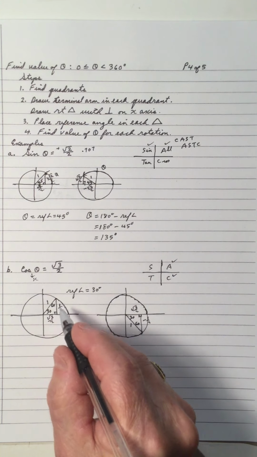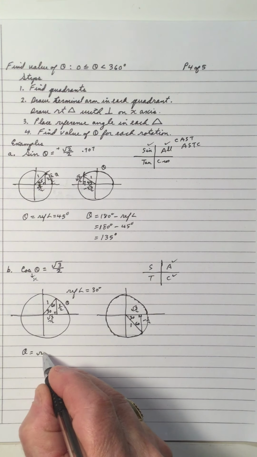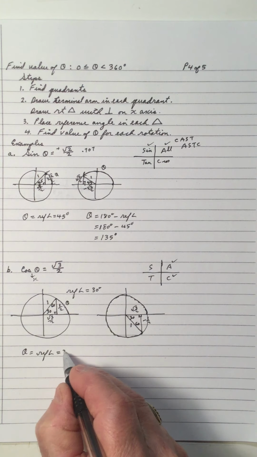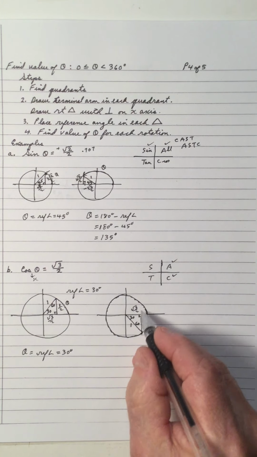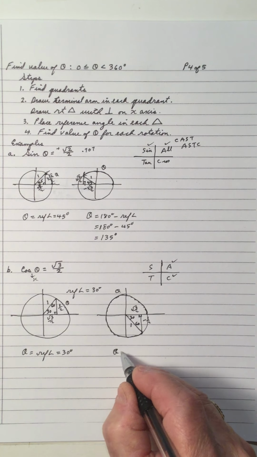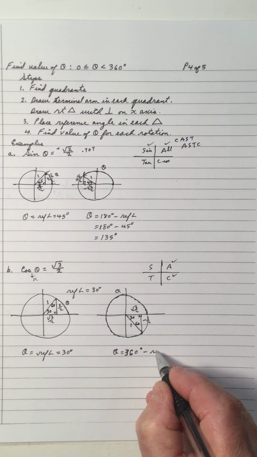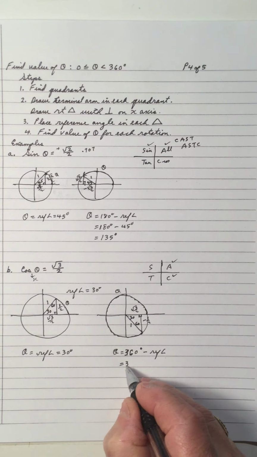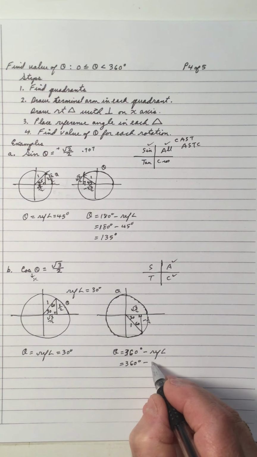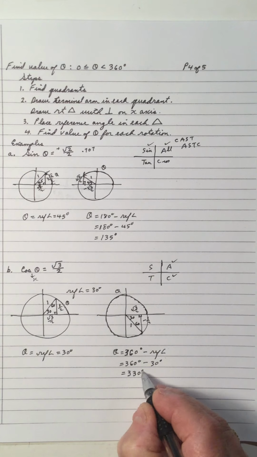So we're in the first quadrant, so theta is equal to the reference angle, which is 30 degrees. And theta here is right around, so theta is 360 minus the reference angle. So that's 360 degrees minus the 30, which gives me 330 degrees.